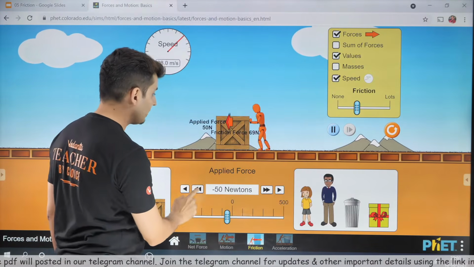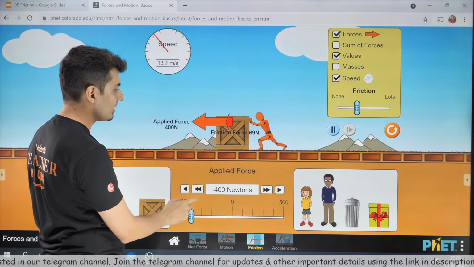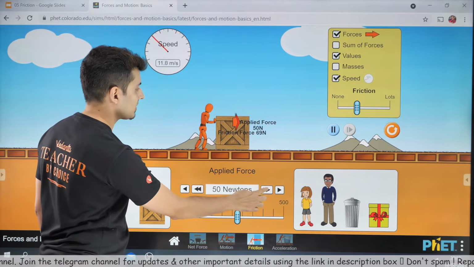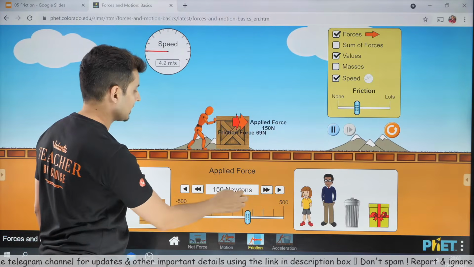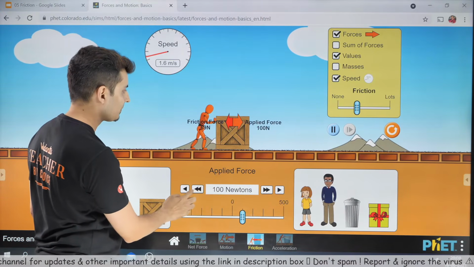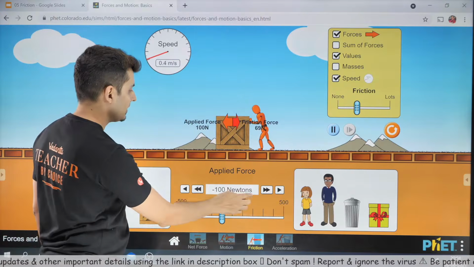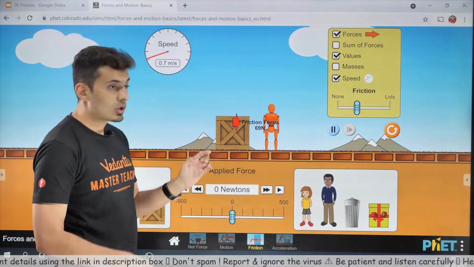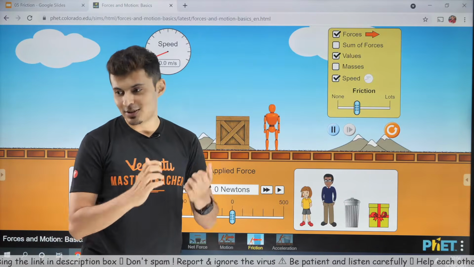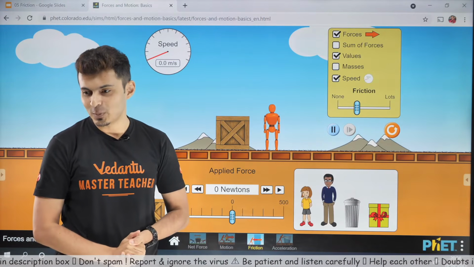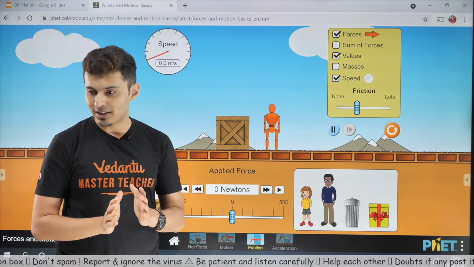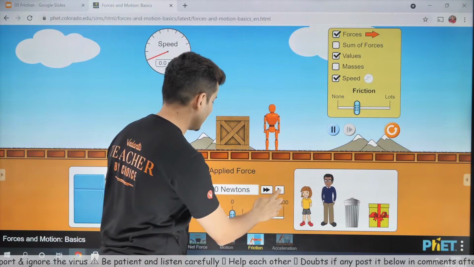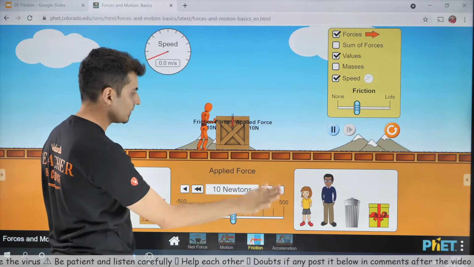But static friction, it will always act opposite to the tendency of the motion. I hope this is clear. Everyone, fine, clear, understood? You can see that it will always act opposite to the tendency of the motion.